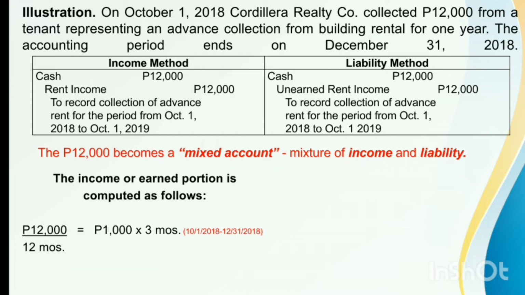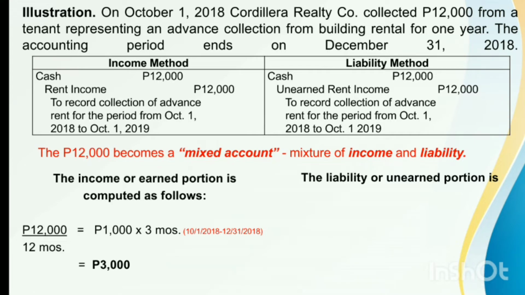And then we're going to multiply it by 3 months. So 3 months is the number of months that lapse, from October 1, 2018 up to the end of the accounting period, which is December 31, 2018. From October 1 to October 31, 2018, that is 1 month. From November 1 to November 30, that is another 1 month. And from December 1 to December 31, that is also another month. So all in all, that is 3 months.